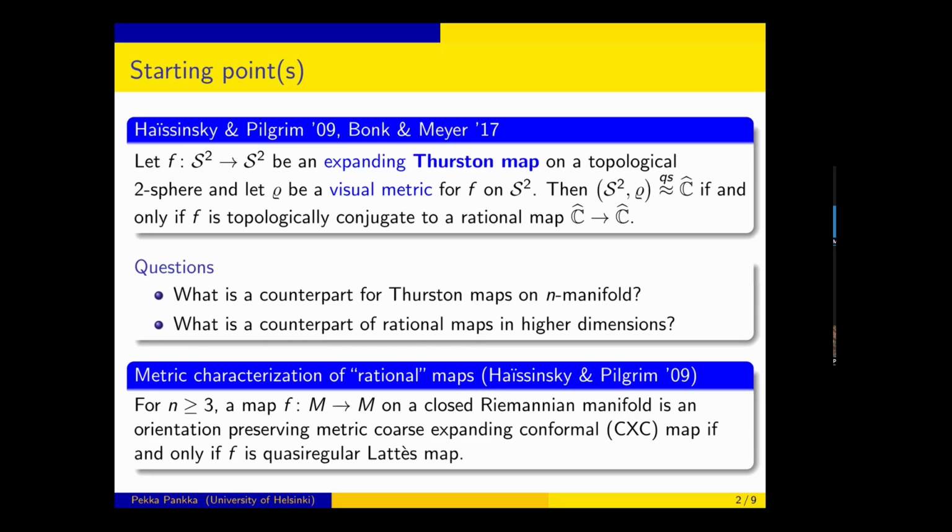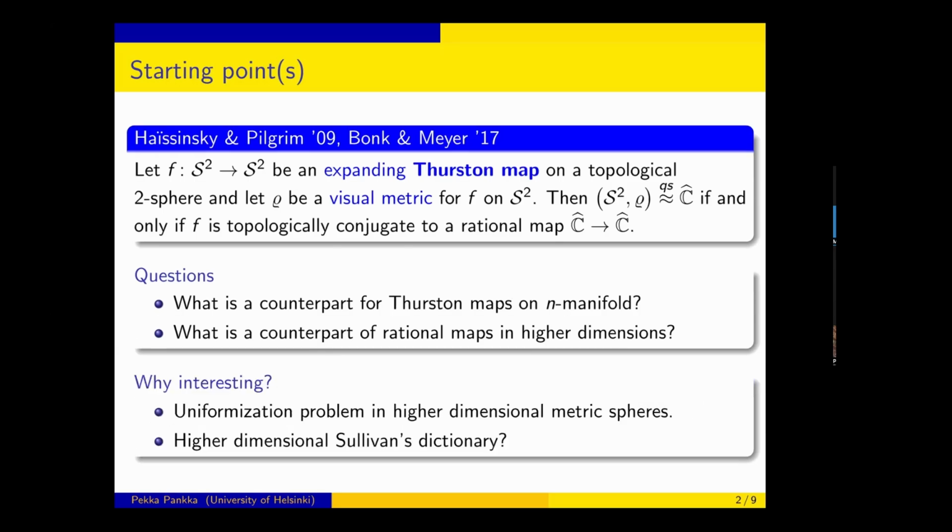Of course, this still leaves open what the counterpart of a Thurston map is, so that still has to be discussed separately. That's the main point, but let me first say what these quasiregular lattès maps are.